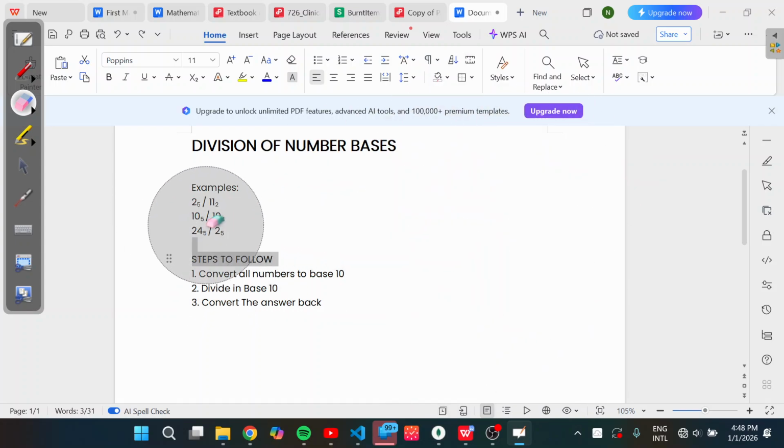Now let's take a look at the second question. The second question is 10 base 5 divided by 10 base 2. So like before, we're going to convert all the numbers to base 10.